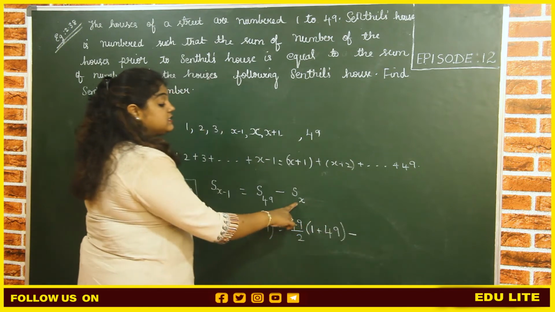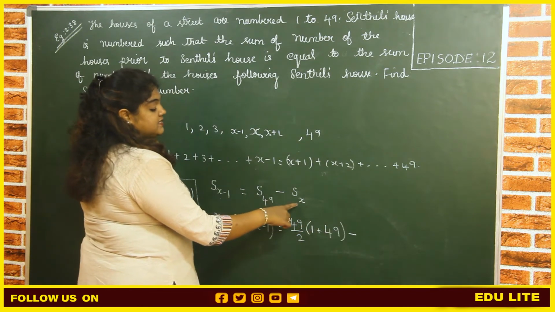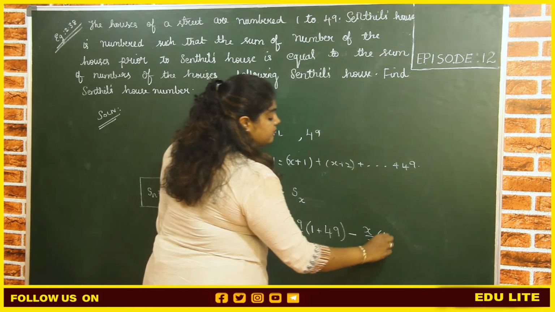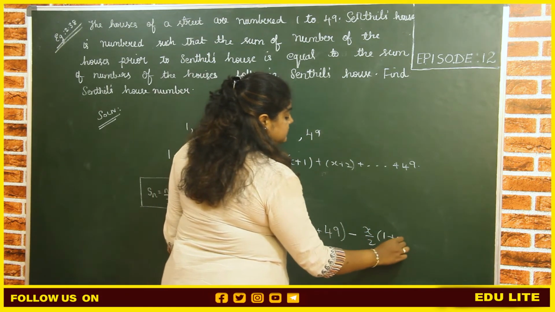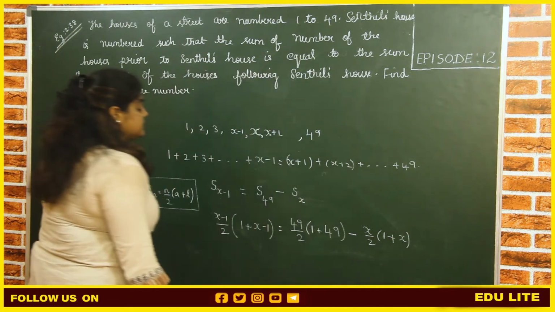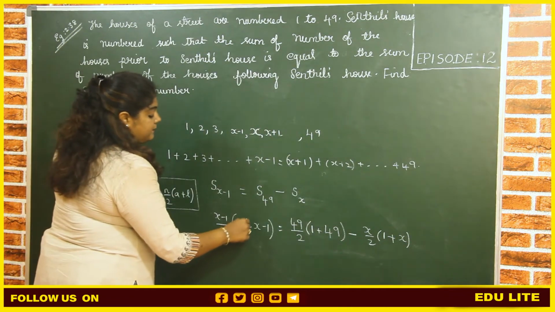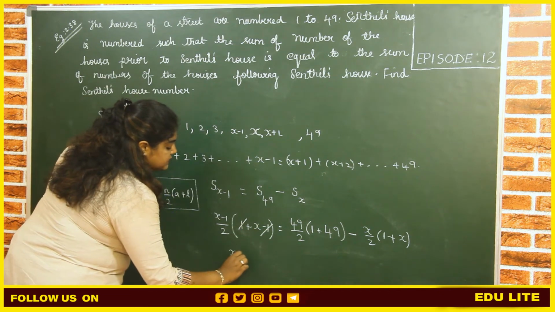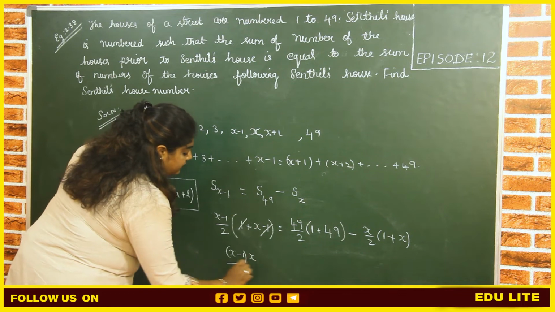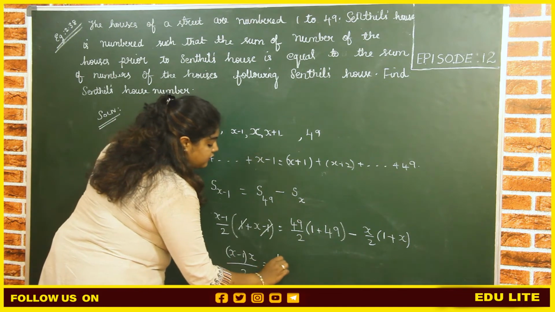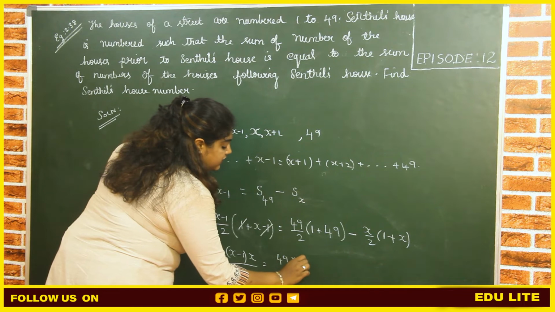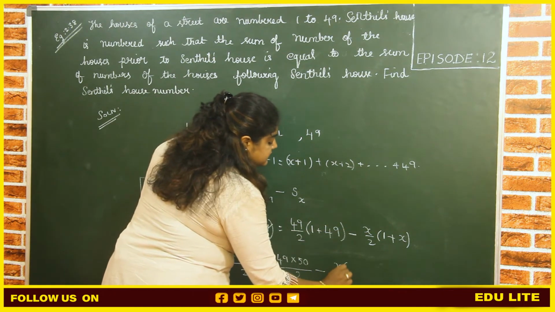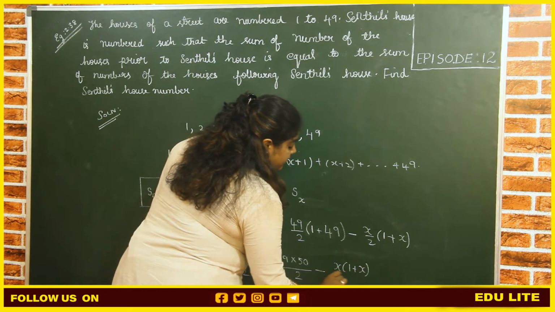Similarly, the sum of the first x terms is x by 2, where the first term will be 1 and the last term will be x. Now we will simplify this. In this, plus 1 and minus 1 will get cancelled. The remaining term will be x minus 1 into x by 2, and here it is 49 into 50 by 2, minus, similarly here it is x into 1 plus x by 2.